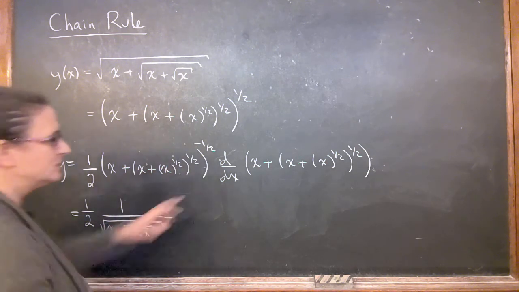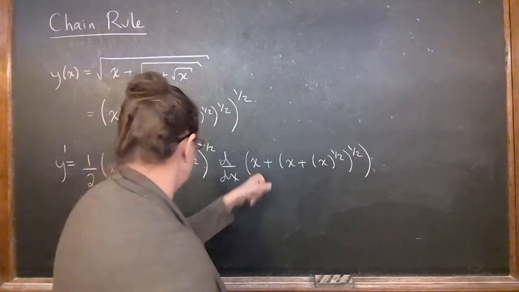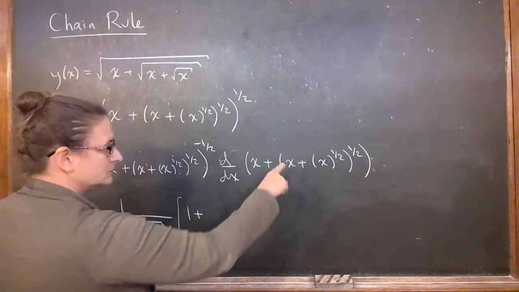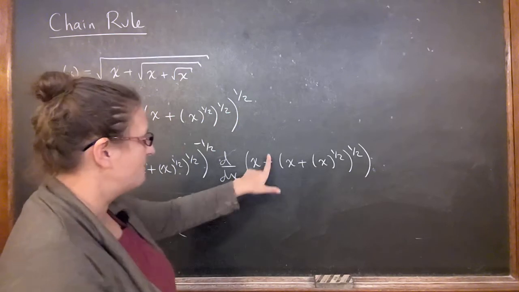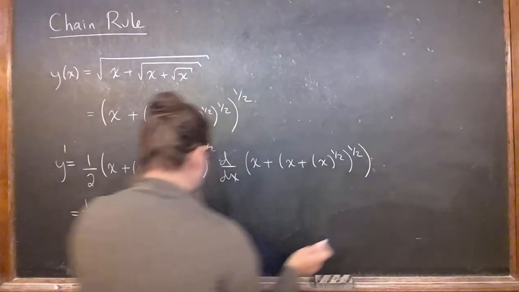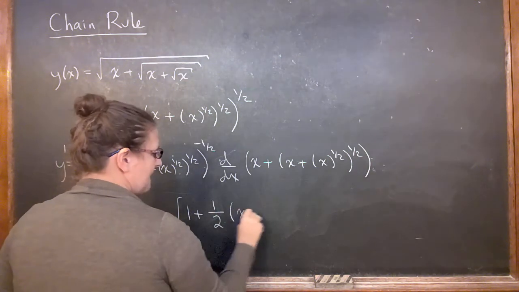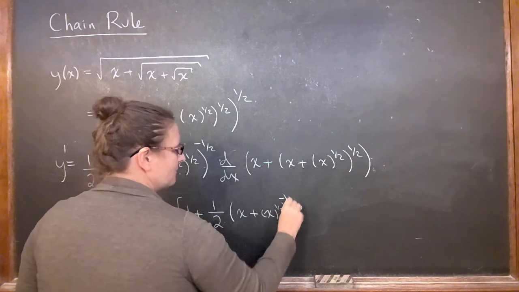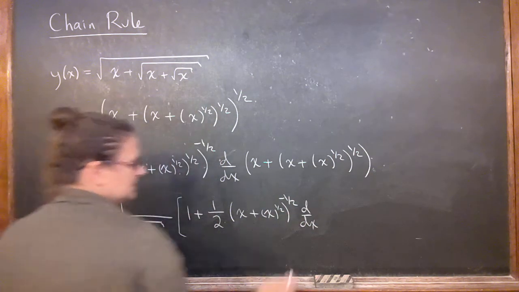Okay, now the derivative of this, notice this 1/2 is just on this, so this is just going to be 1 plus. Now I'm going to do the derivative of this bit. Okay, so this is again a chain rule. I've got 1/2 times these parentheses, x plus x to the 1/2, to the negative 1/2, times the derivative of what's in those parentheses.